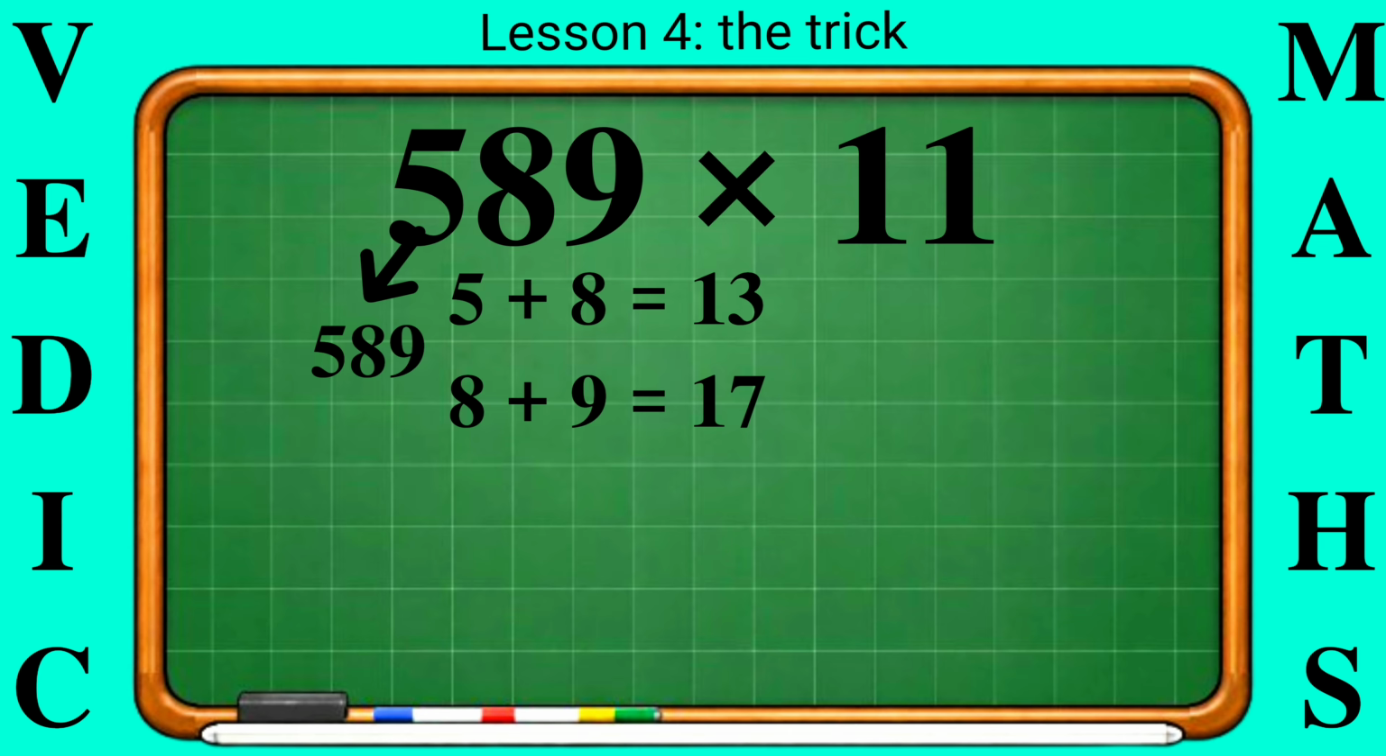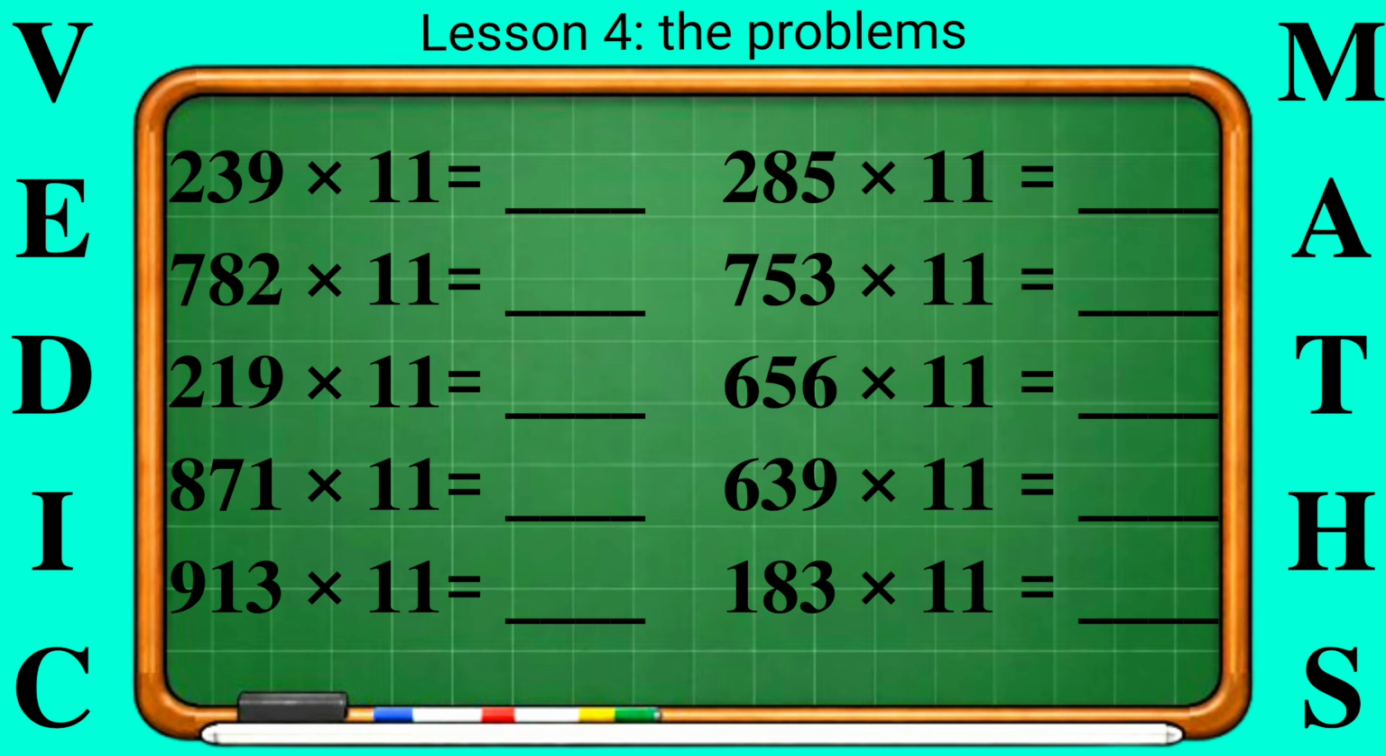Now we shall put the numbers right in the middle. But here 13 and 17 are two-digit numbers, so we use a carry. By doing the carry, we get 6479. You can do those examples later on.